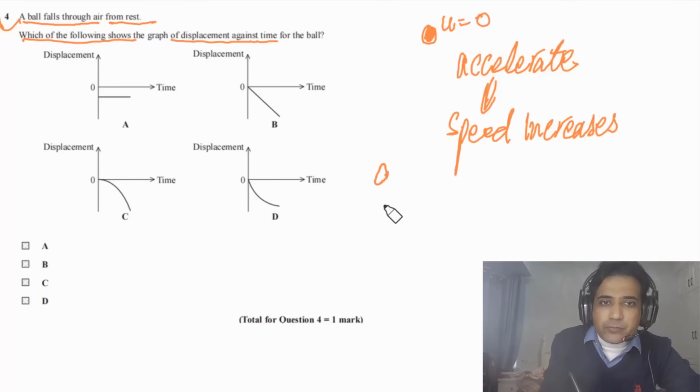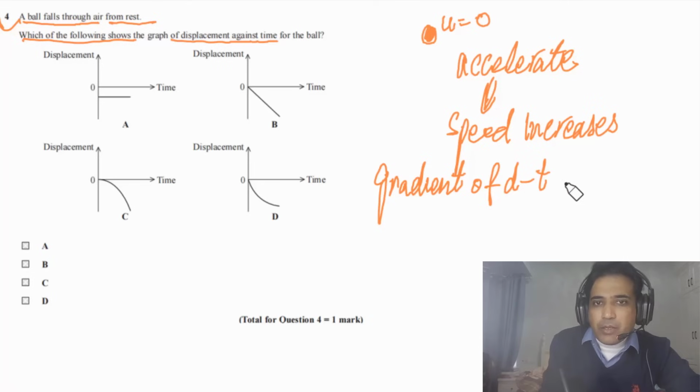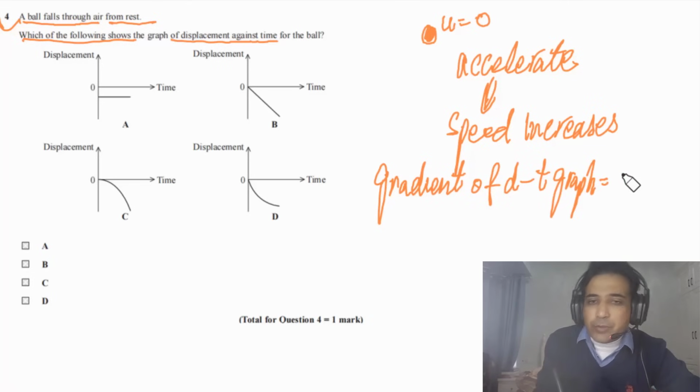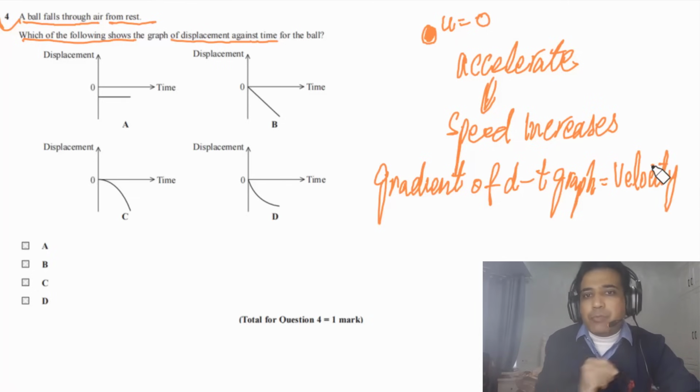The gradient of a displacement-time graph is representing velocity, or simply speed. It's better to say it is representing velocity, because direction is also important.